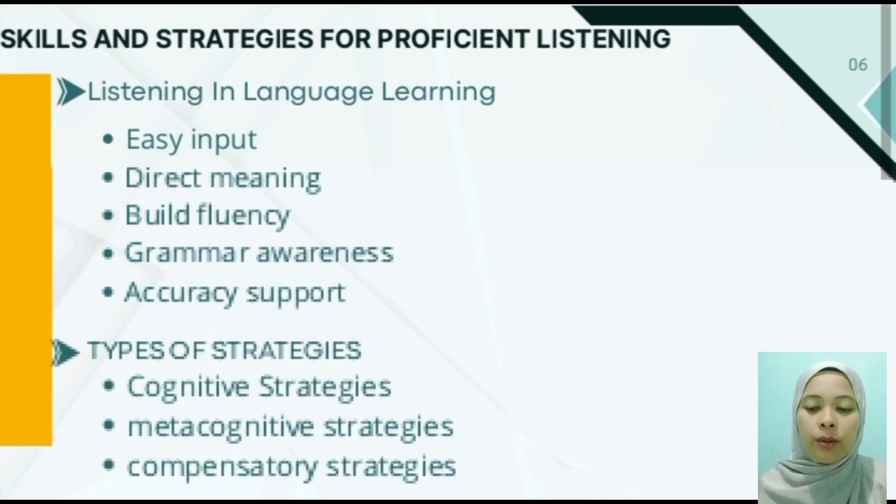Skills and strategies for proficient listening. For the first, listening in language learning. Use easy input, so students can use familiar words and grasp the meaning directly, and this helps them catch the direct meaning of what they hear, so they don't translate word by word. And we can build fluency by regular listening and become more aware of grammar as used in conversation and support accuracy. 3 types of strategies can be used by a better listener: cognitive strategies, metacognitive strategies, and compensatory strategies.